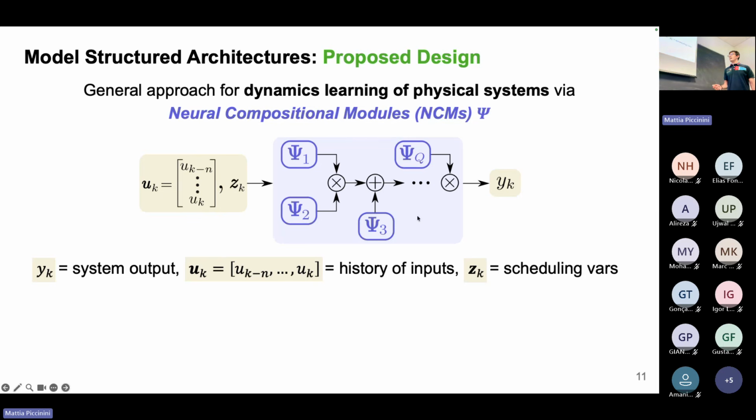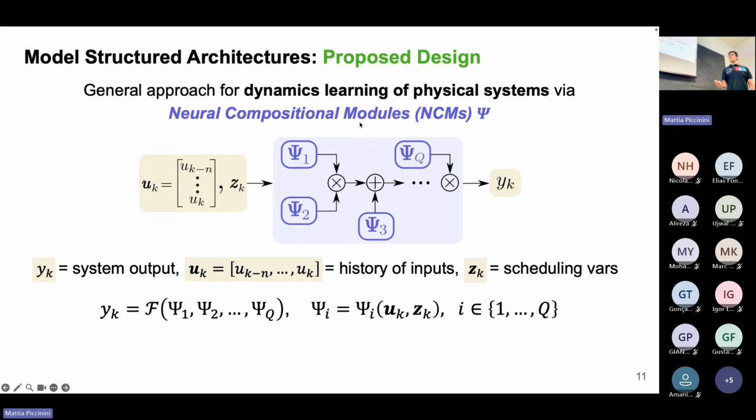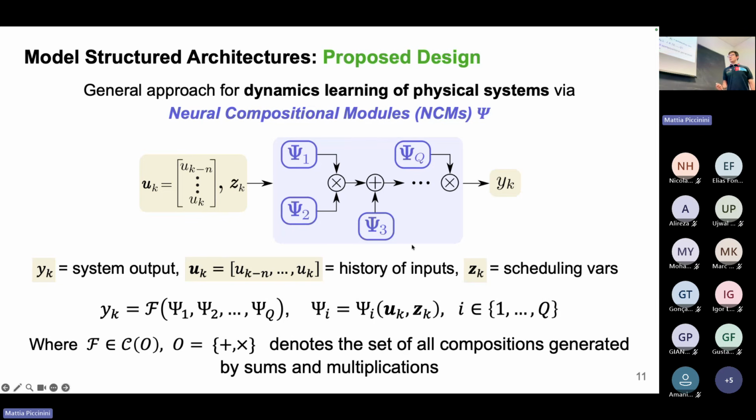And here we have a quite general composition of these functions psi. Let's be a bit more precise. Here we have a composition which we can call F of the functions psi_i. Each of these functions is a function of u and z, so inputs and the scheduling variables. And what about this function F? Well, this function F belongs to the set C(O), where C simply means a combination or compositional operator, and the set of operators is sums and multiplications.